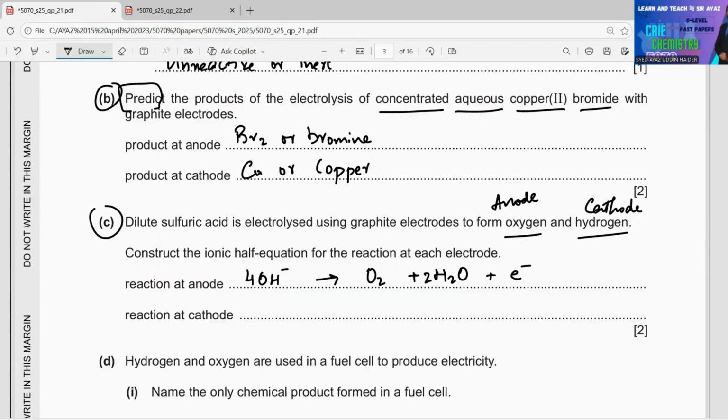What about the number of electrons? You see the minus charge, so 4 multiplied by minus 1 means 4 moles of electrons will be produced. What about the cathode? At the cathode, there will be reduction, that is hydrogen ions gaining electrons. And we know that hydrogen exists in the diatomic state, hydrogen gas, H2. So let's balance this equation. This will be the final equation.